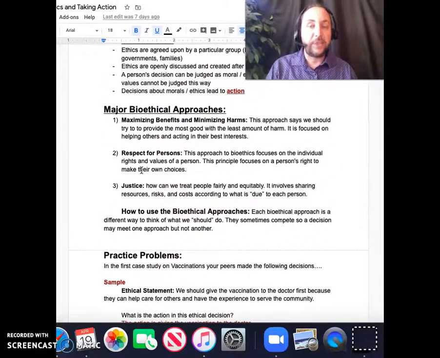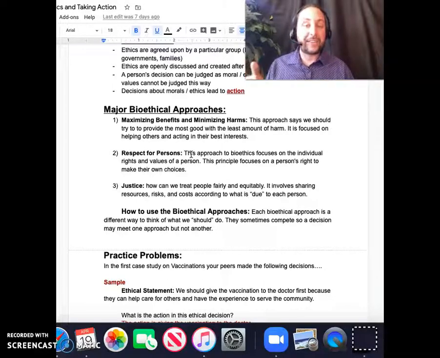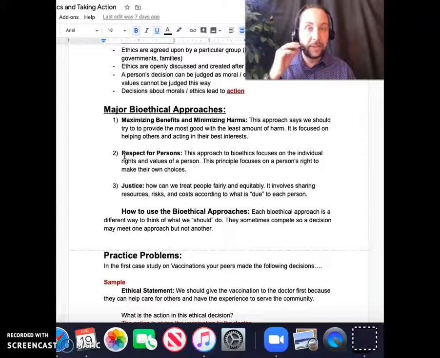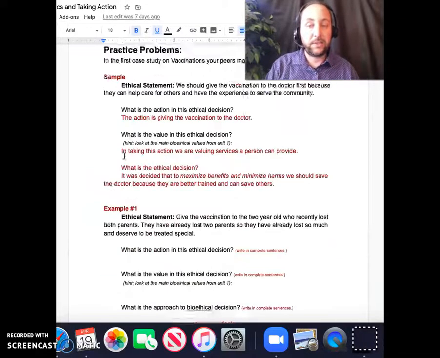And so in this case, again, you need to reference up here. When we give it to the nurse, why? What bioethical approach is that? Well, they're giving it to her because of the services she can provide. That's maximizing benefits. We are ignoring the elderly person's request for a vaccine, even though they're asking for it, which means we're ignoring a person's bioethical right to have respect for them as a person. We're saying, no, your bioethical right to make your own decisions about your own body is not as important as the needs of our community and the services this person can provide.